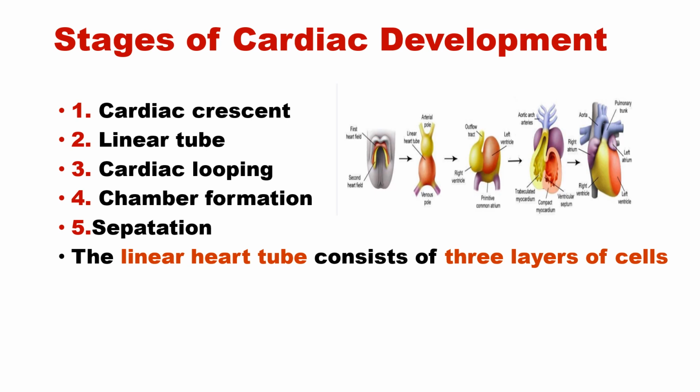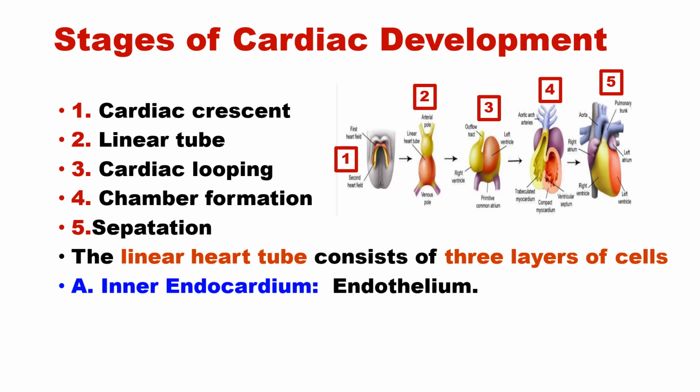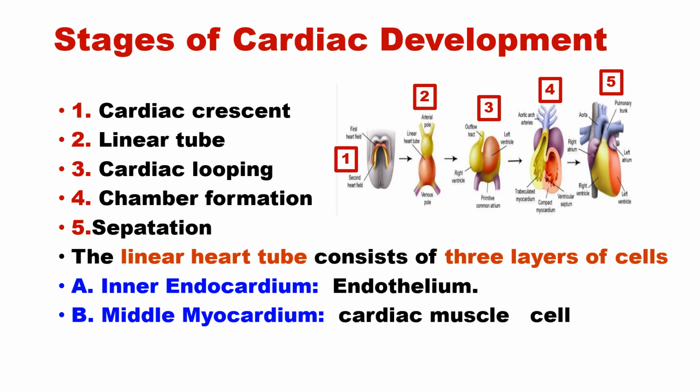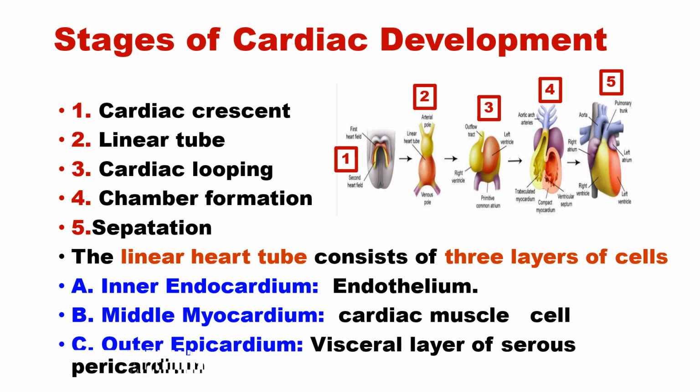The stages of cardiac development: the cardiac crescent, then the formation of the linear tube, cardiac looping, chamber formation, and finally septation of the heart tube. The linear heart tube consists of three layers of cells: the inner endocardium, which is endothelium; the middle myocardium, the cardiac muscle cells; and the outer epicardium, the visceral layer of serous pericardium.